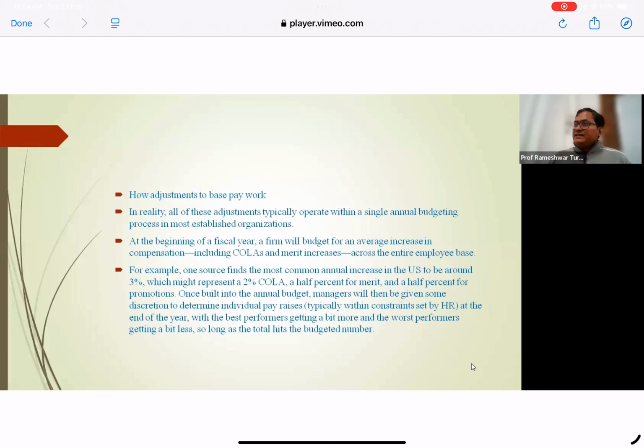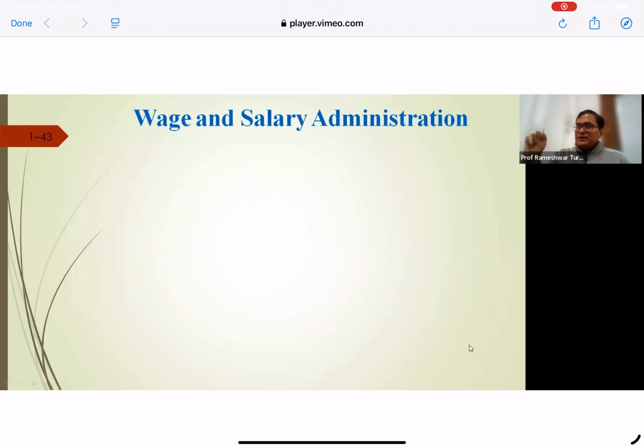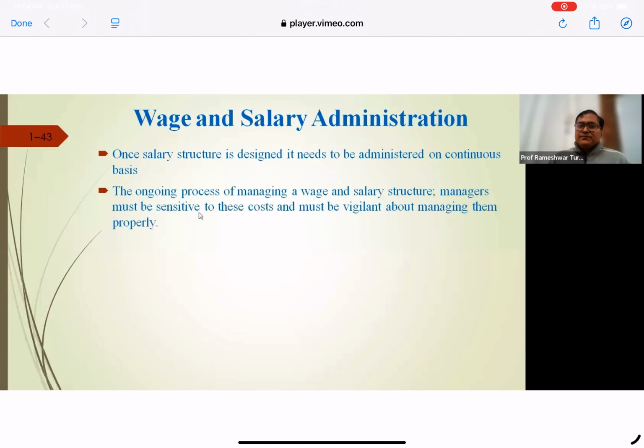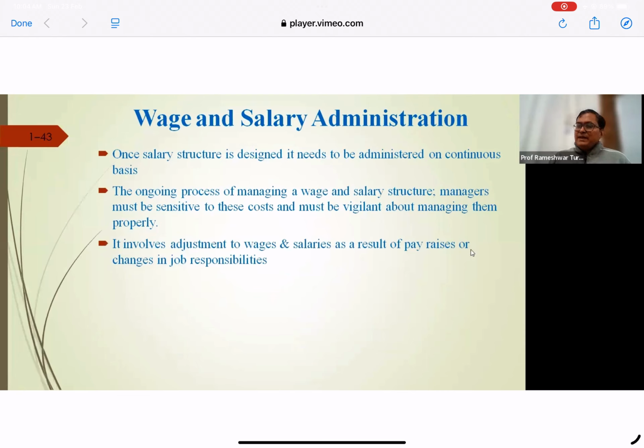So this was about designing the organizational compensation system. When we actually start administering the compensation system, some issues come up. There are three common issues while administering wages or salaries. One is the ongoing process of managing the wage and salary structure. Managers must be sensitive to the costs and vigilant about managing them properly. It involves adjustments to wages and salaries as a result of pay raises or changes in job responsibilities.